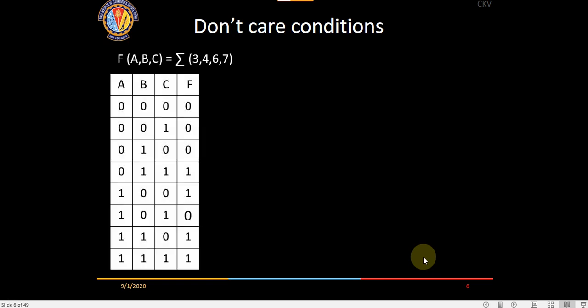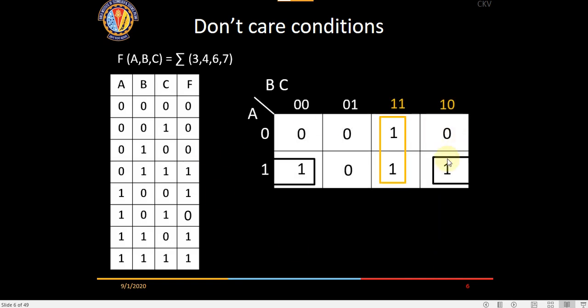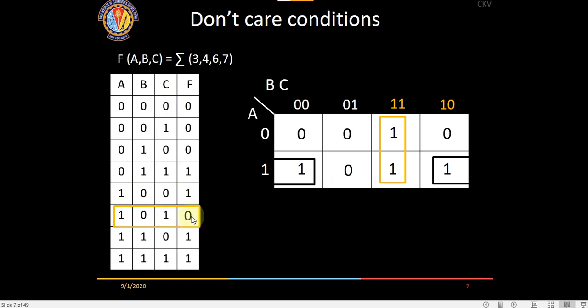Now you see in some applications, you can make 2 boxes for this. There is a function defined here which has either 0 or 1 for all the 8 conditions, but there will be some applications where, say, for this input combination we don't have to worry because it may never occur.